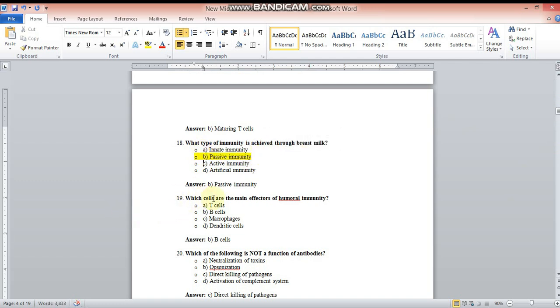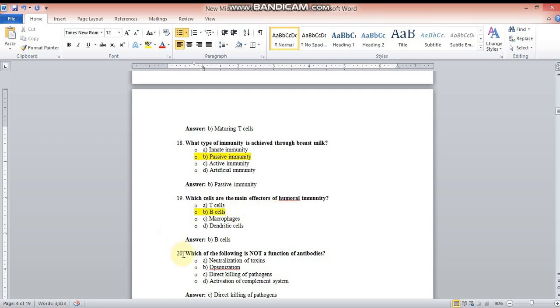The next MCQ is, which cells are the main effectors of humoral immunity? A. T cells, B. B cells, C. Macrophages, and D. Dendritic cells. So the correct option is B. B cells.